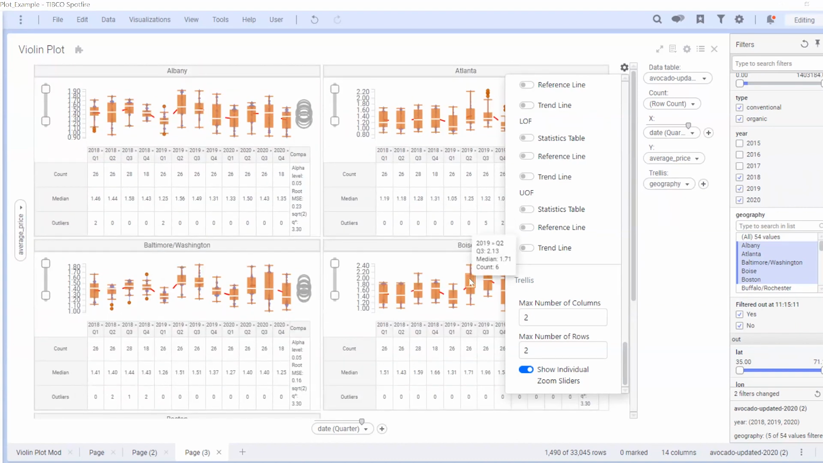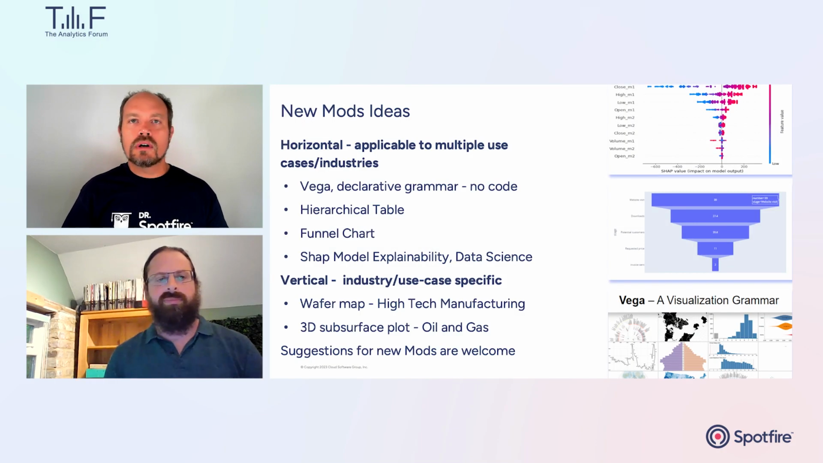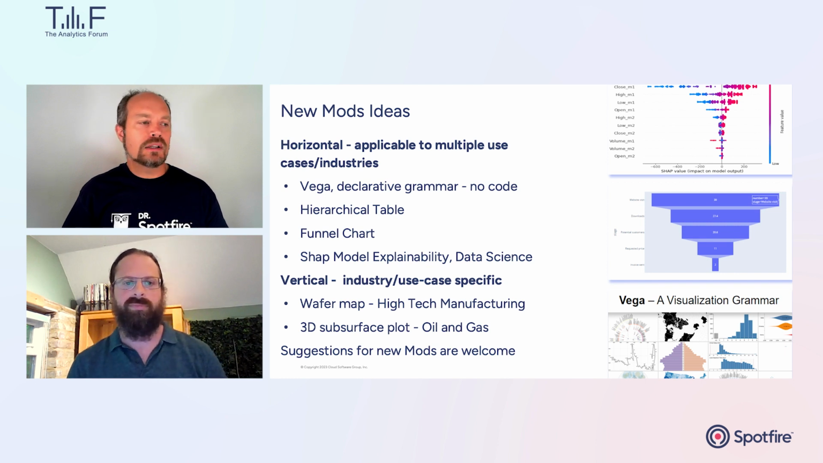Anyway, I've probably spent long enough talking about this one, Jose. So why don't we go back to the slides? Here are the new mod ideas we're working on. There are basically two different tiers. We have horizontal mods, which are applicable to multiple use cases and multiple industries, such as the Vega declarative grammar. I'm going to talk about that later. And also the vertical, industry use case specific mods.